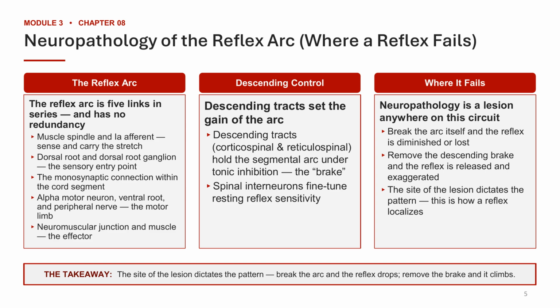Above this segmental circuit sit the descending tracts, and their job is not to trigger the reflex, but to set its gain. The corticospinal and reticulospinal tracts hold the arc under tonic inhibition. This is the break we will return to repeatedly. Spinal interneurons fine-tune the resting sensitivity.